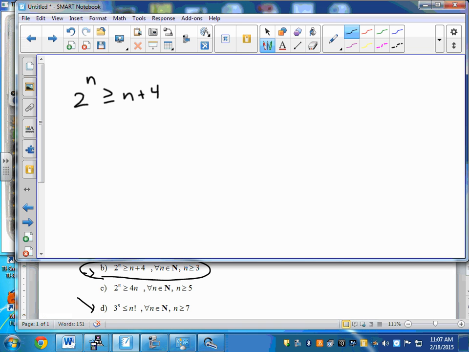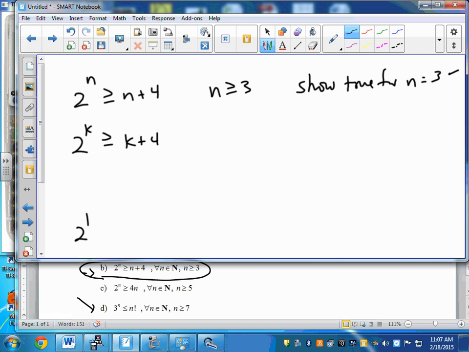This is valid for all numbers greater than or equal to 3. The base case shows true for n is equal to 3. We did, for n is equal to 3, that worked. Okay, so here's our assumption: 2 to the k bigger than or equal to k plus 4. From there, we need to get to this: 2 to the k plus 1 is bigger than or equal to k plus 1 plus 5. So somehow we have to get from there to there.